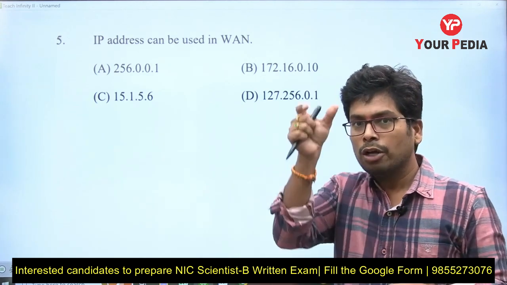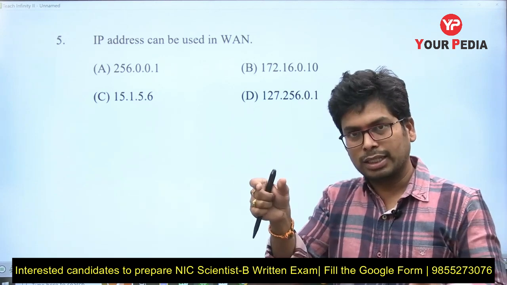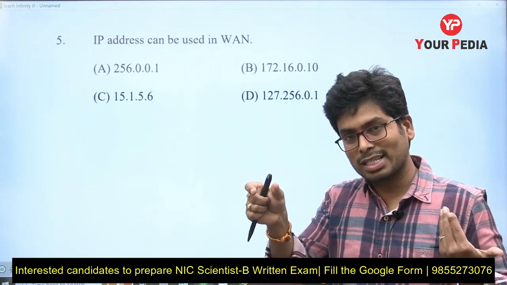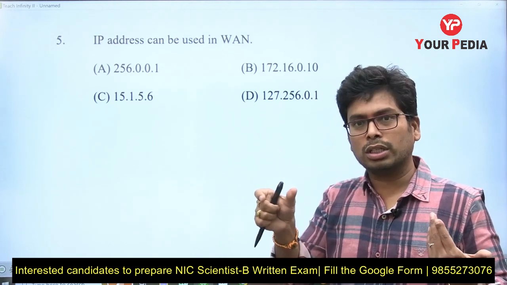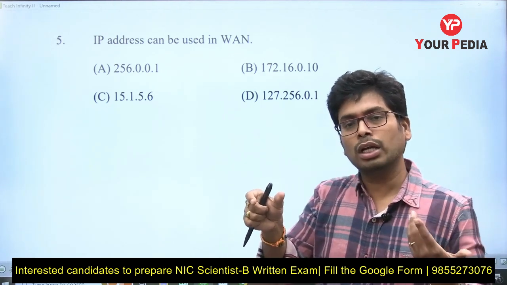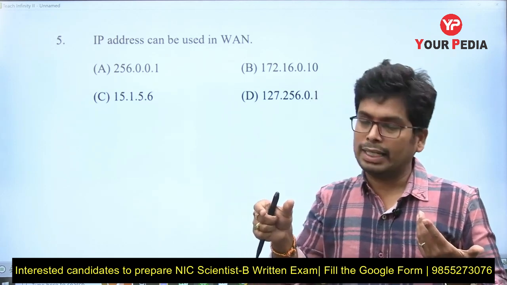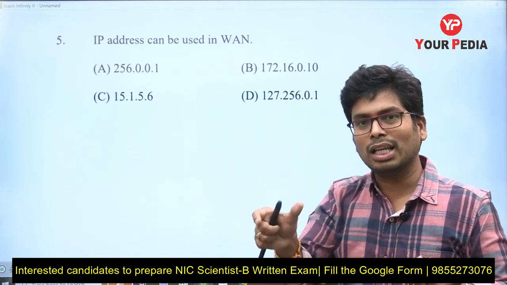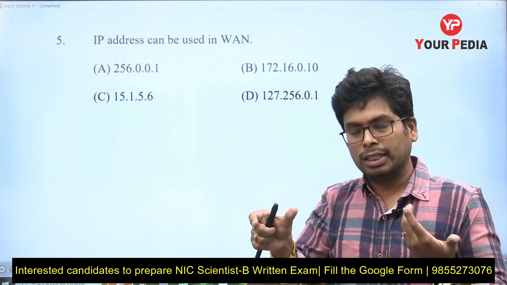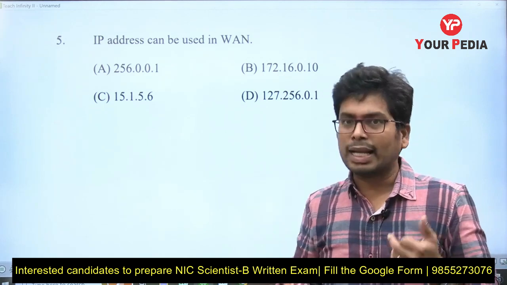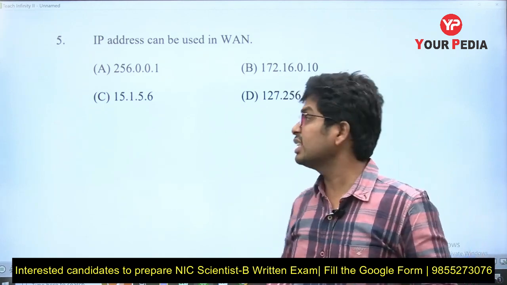If you are using the first octet for network address and the remaining 3 octets for system address, it comes under category A. If you are using the first 2 octets for network address and the next 2 for system address, it comes under category B. If you are using the first 3 for network address and the last octet for system address, that is nothing but host address, it comes under category C. Most probably we will use category C only.